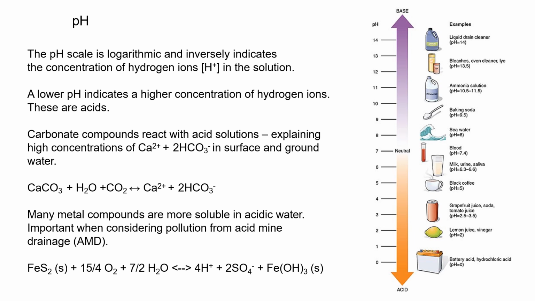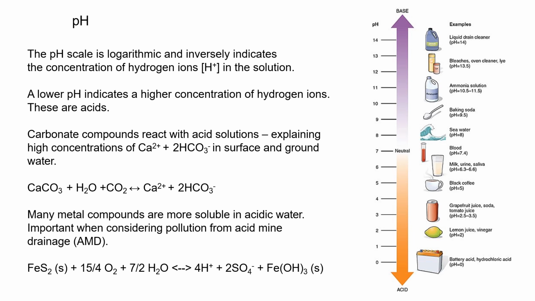I'd like to quickly look at pH as well. The pH scale is a logarithmic scale, and it's inversely related to the concentration of hydrogen ions in solution. So hydrogen ion is H+. Hydrogen would normally consist of one proton, positively charged, and one electron, negatively charged. The hydrogen ion has lost its electron in a chemical reaction. It's left with a positive charge, which means it's highly reactive. It wants to react with another electron.